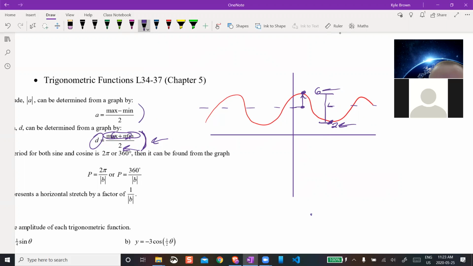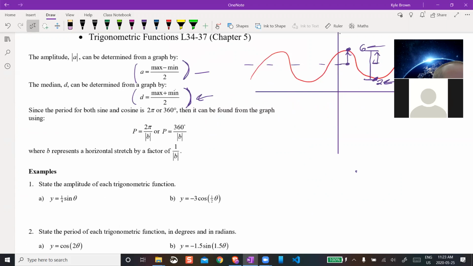But if I want amplitude, I only want this top part, so I'm going to just divide that by 2. These look very similar, but they give you different things, right? Max minus min divided by 2 gives you the amplitude, and then max plus min divided by 2 gives you your d value. Now, these aren't on your formula sheet, so you need to know how to find those things.